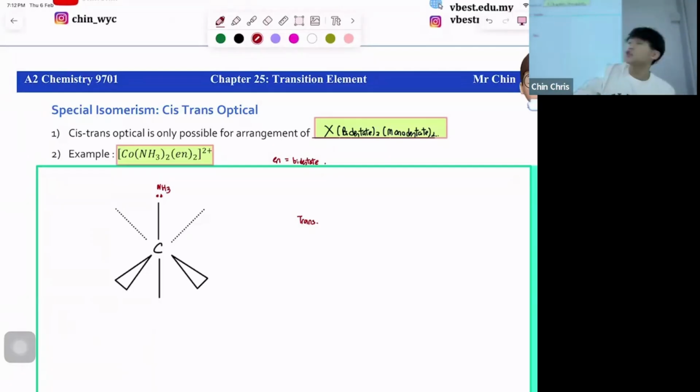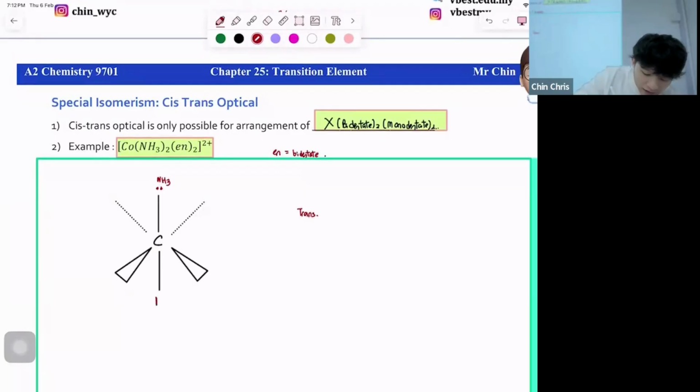All right, guys, NH3 here. Another one is going to be NH3 here, right? Then your en, guys, you can draw something like that. So that's how you draw a bidentate. You just draw a big en that surrounds two bonds and done.